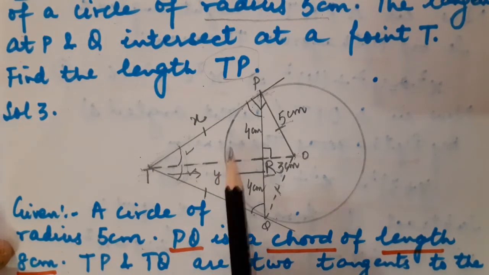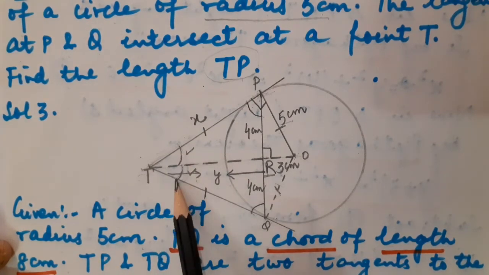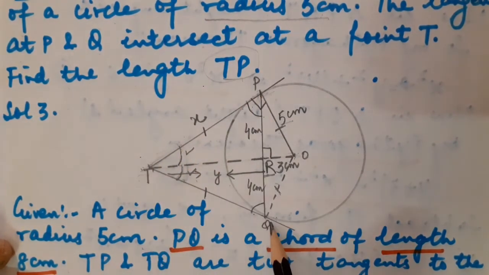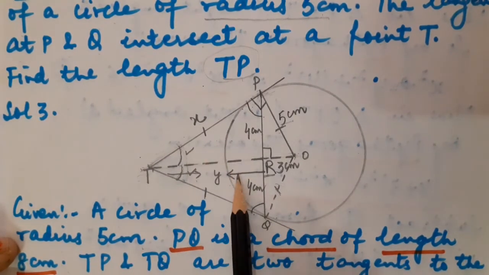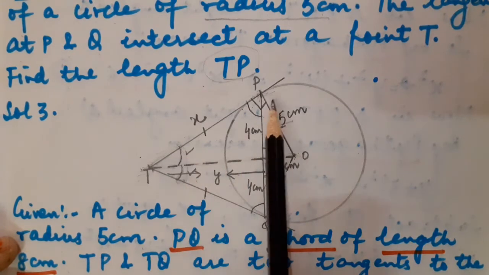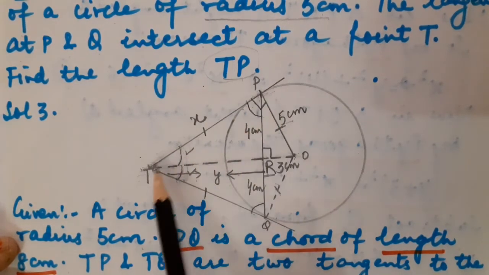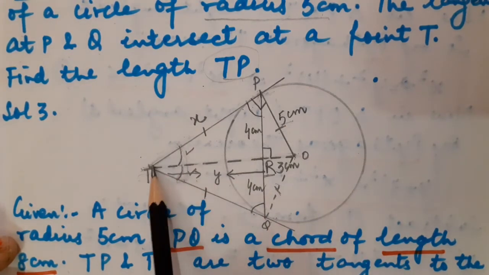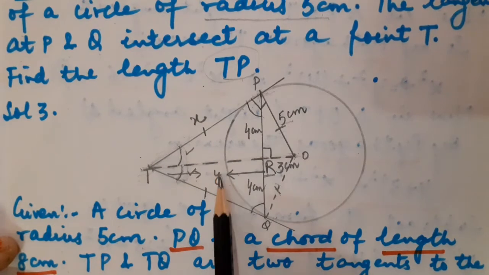Fine. But in my opinion, you should prove the congruency. Then and only then it will be clear in your mind why OT has been considered as the angle bisector of angle PTQ. Correct, children? So this I have explained to you through congruency, because in NCERT also it is directly written that OT is the angle bisector of angle PTQ. But you should know the reason behind it, why OT is known as the angle bisector. I have told you the reason.